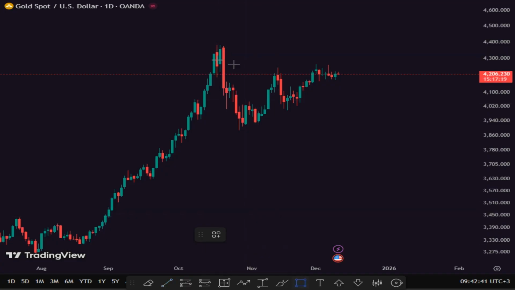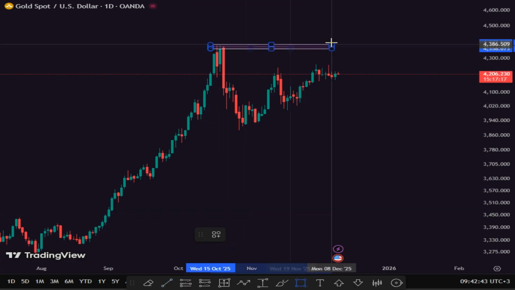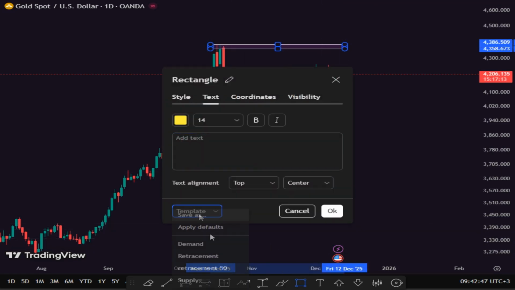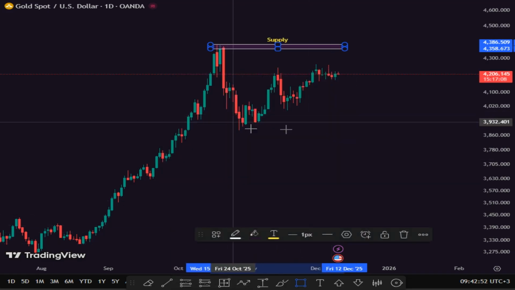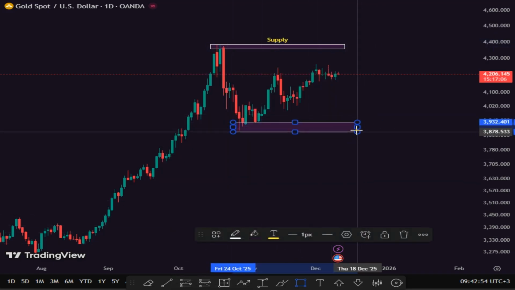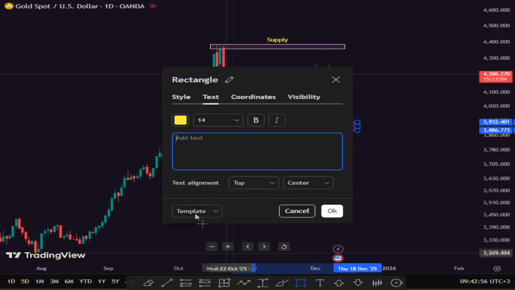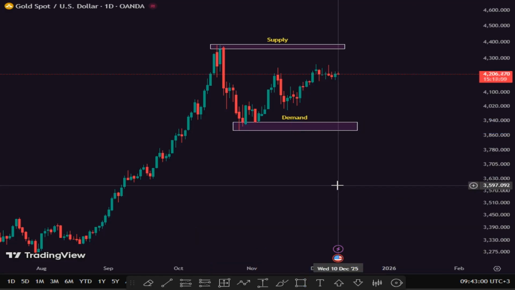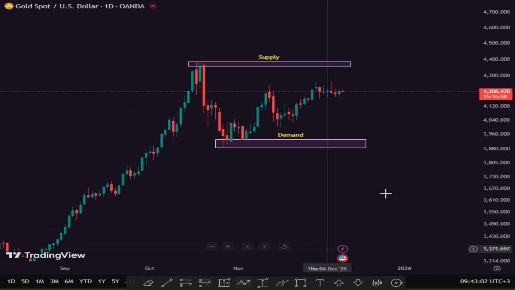So on to this gold spot, right? Let's start with the demand and supply type of strategy. This is our supply zone right there, and this is our demand zone right there. This is a demand zone right there. So this is now based on the daily time frame, right? And now mark this level.